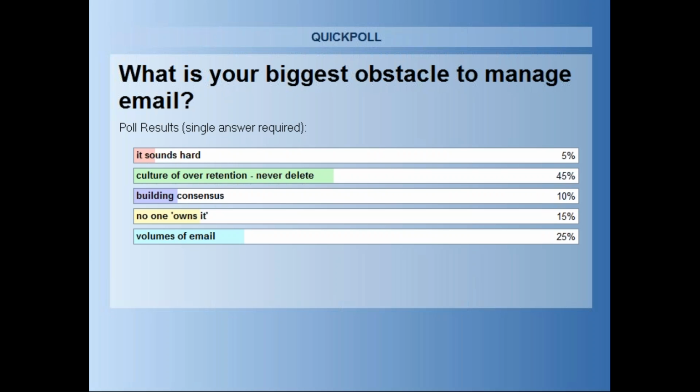25% say it's just too much. And then what, 15%, no one really owns it. I agree. You don't have a chief information governance officer at your company, I would imagine, although you should. Building consensus, and somebody honestly said it sounds hard, which I think is probably one of the most common answers.